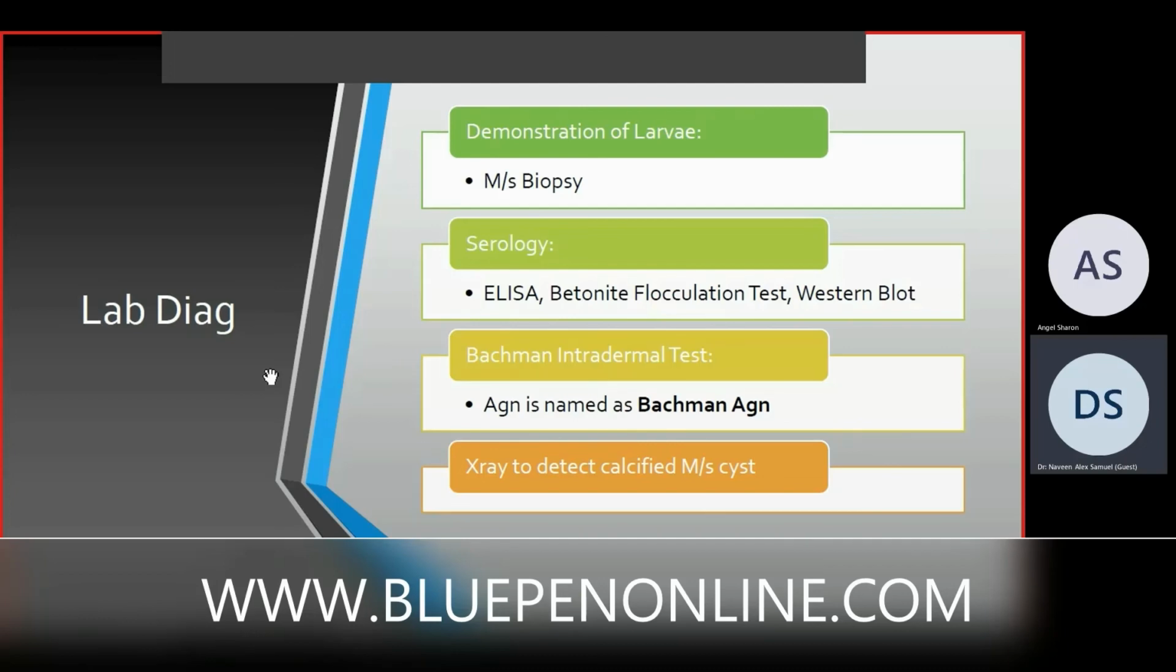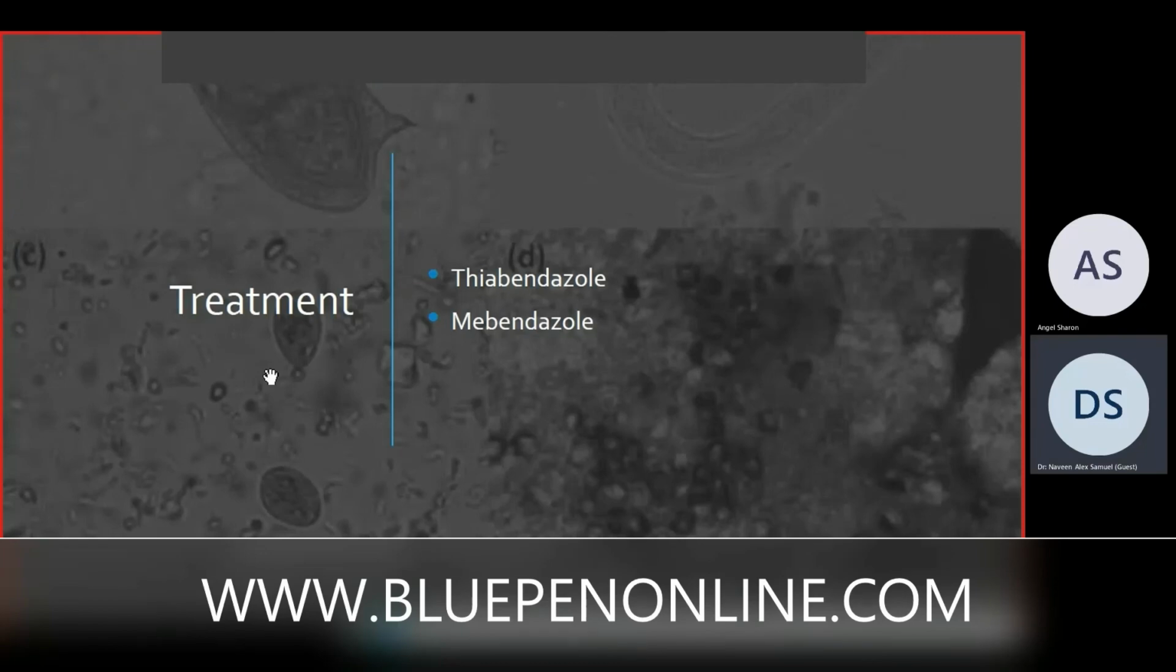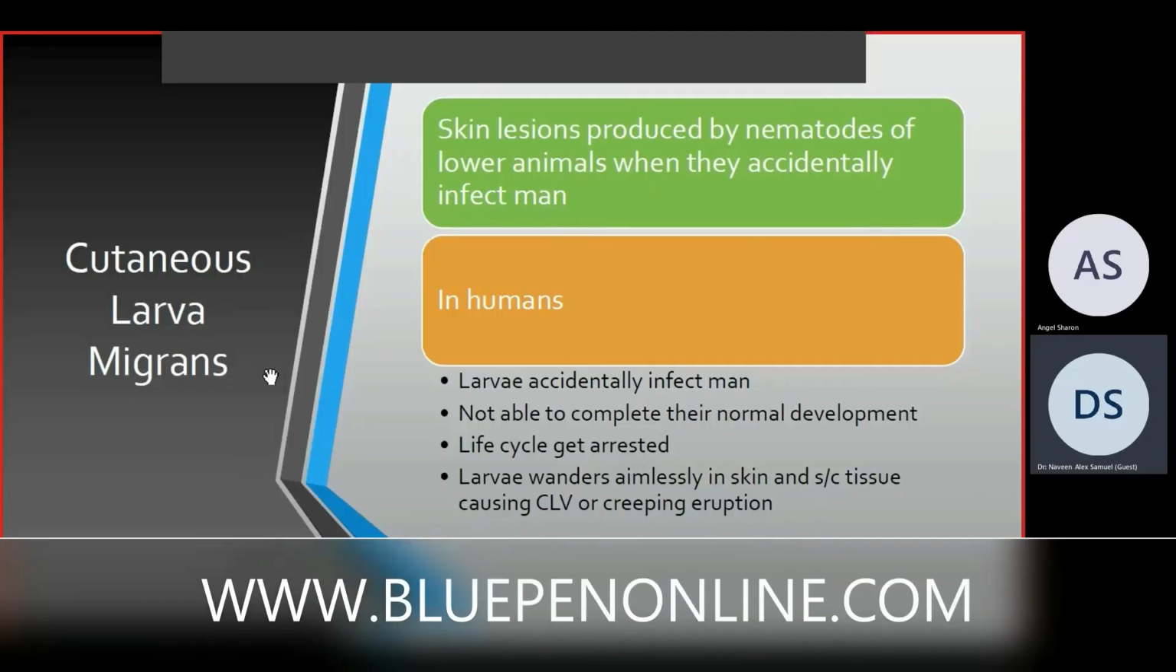You can find encysted larvae, and encysted larvae are dead larvae, so no problem. Then the serology we use is ELISA, bentonite flocculation test, Western blot. The Bachman intradermal test uses the Bachman antigen, and X-ray is done to detect the calcified muscle cyst. Treatment is thiabendazole and mebendazole. These are the next group of the albendazole group, the thiabendazole and the mebendazole.